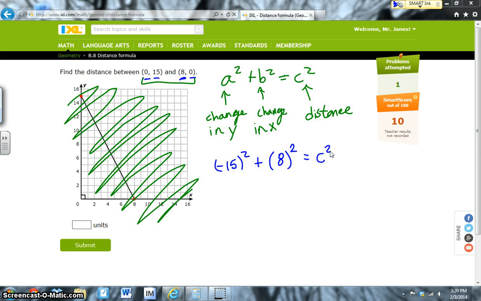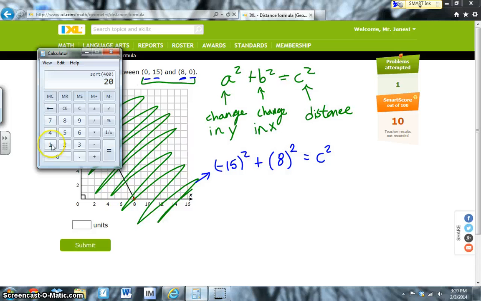Now 15 squared, that's negative 15 times negative 15. Remember, whenever you square a negative number, it becomes positive. So let me grab my calculator for a second. Okay, so we got 15 times 15, 225 there. 8 squared, I hope we don't need to use the calculator for this. It's 64, equals c squared. Let's add those two numbers together. 225 plus 64 equals 289.